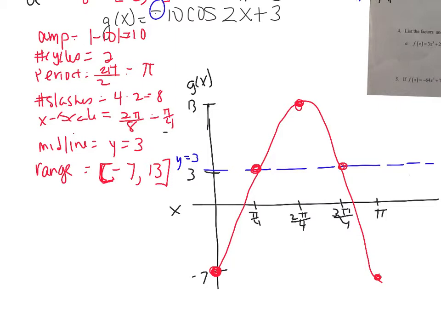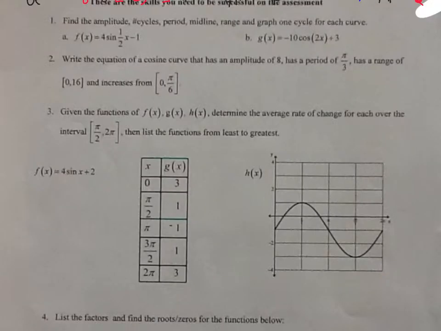All right, let's take a look at 2. Okay, so number 2 says to write the equation of a cosine curve that has an amplitude of 8, has a period of pi over 3, and has a range of 0 to 16, and it increases from 0 to pi over 6.